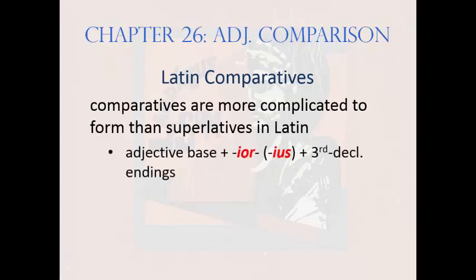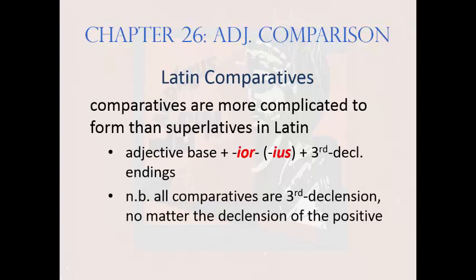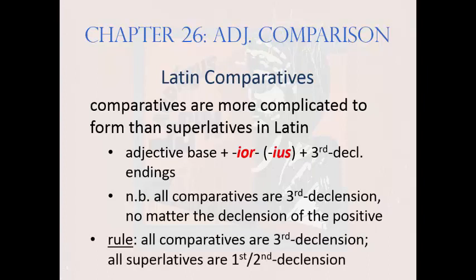Do the same things you do to create superlatives, but instead of issim, add ior, I-O-R, representing both masculine and feminine, and you have a comparative adjective. In the neuter, that'll be ius, I-U-S. Unlike superlatives, comparatives are third declension. That includes all of them. So all comparatives are third. All superlatives are first, second, no matter what declension any of their positive forms belong to.